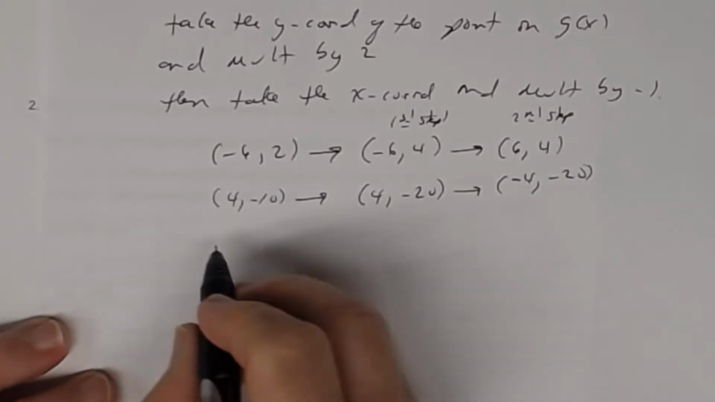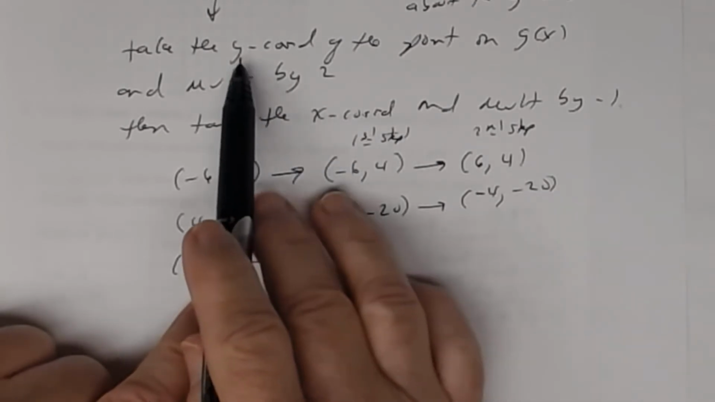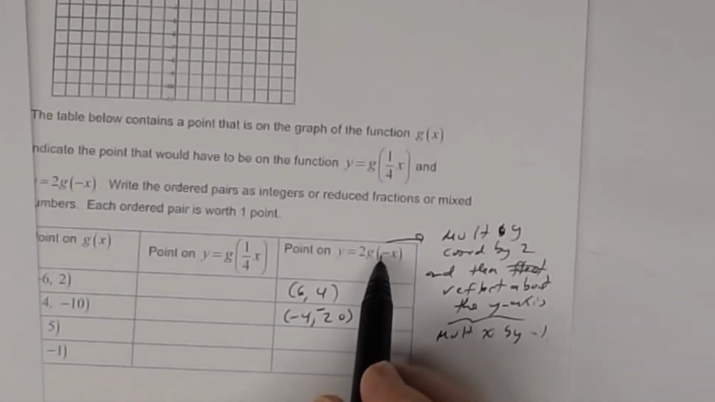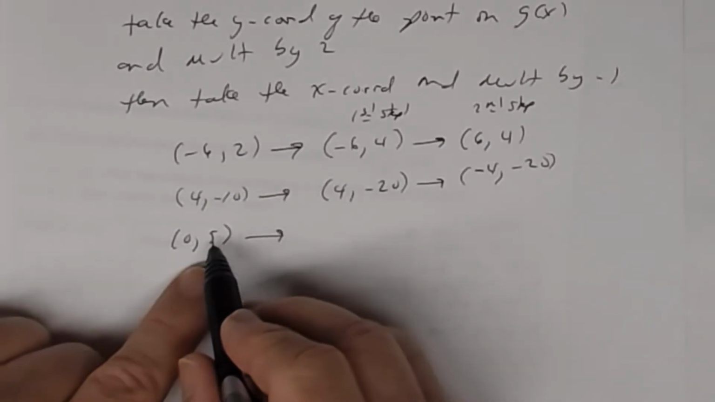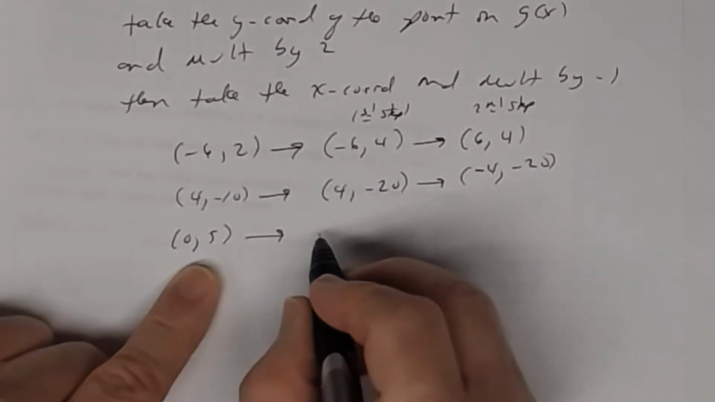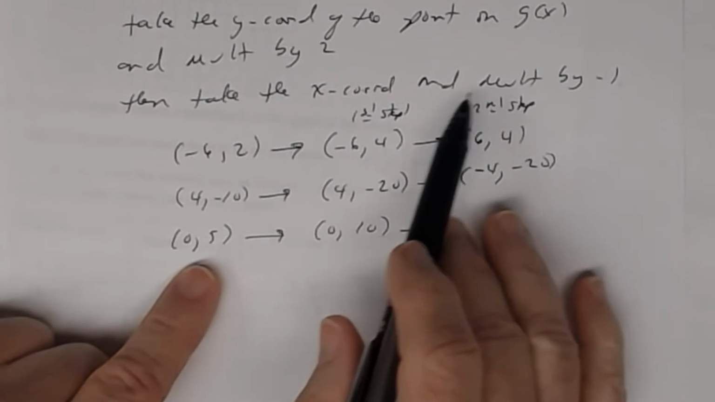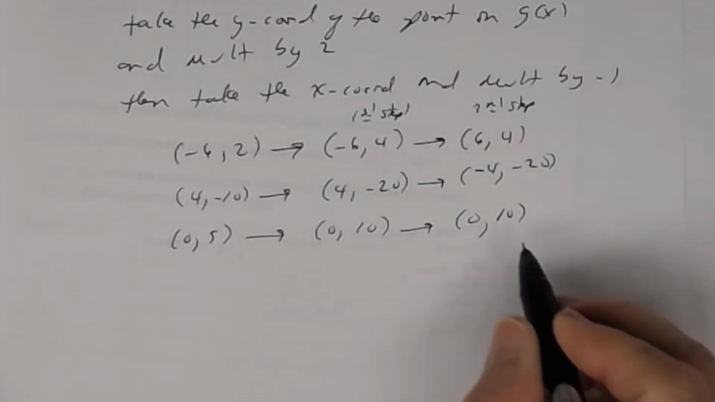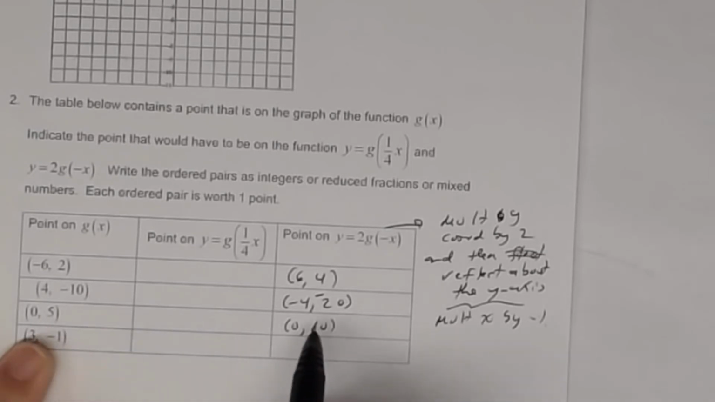Now let's look at 0, 5. The first step says I take the y-coordinate multiplied by 2, and then I'm going to reflect it about the y-axis. So when I take the y-coordinate multiplied by 2, 5 times 2 is 10, so it becomes 0, 10. Then the next thing I have to do is take the x-coordinate and multiply by negative 1. 0 times negative 1 is still 0, so it becomes the point 0, 10. So this point 0, 5 becomes the point 0, 10 on this function.